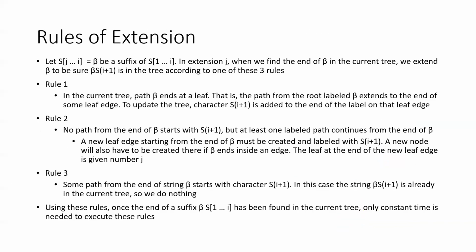Okay, so rule 3 says that some path from the end of string beta starts with the character I+1. That means the string beta with the I+1 character at the end of it is already in the current tree, so in that case, we don't have to do anything. So using these rules that were just described, once the end of the suffix has been found, we only need constant time to execute these rules. This is great because now we have a method to extend a suffix in constant time.